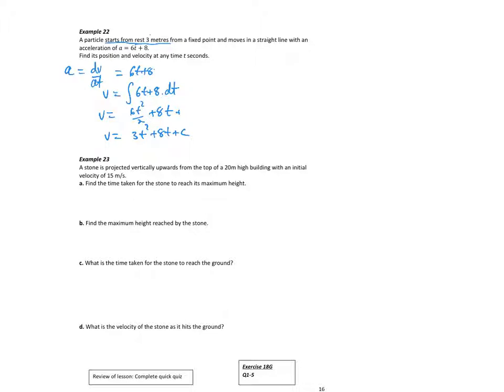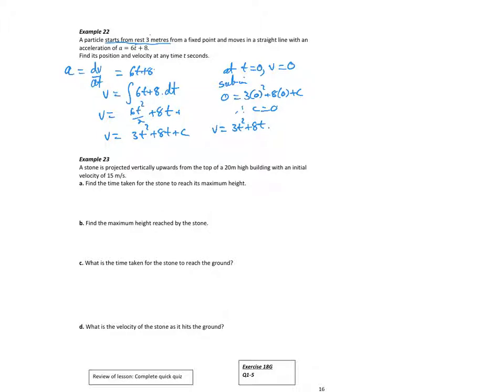So at t equal to 0, my velocity is 0, isn't it? Starts from rest. So if I sub in, I get 0 is equal to 3 times 0 squared plus 8 times 0 plus c. So c is equal to 0. So I've got a rule for the velocity, 3t squared plus 8t.